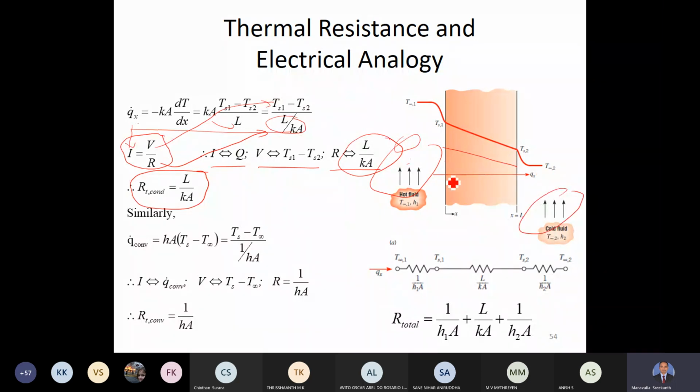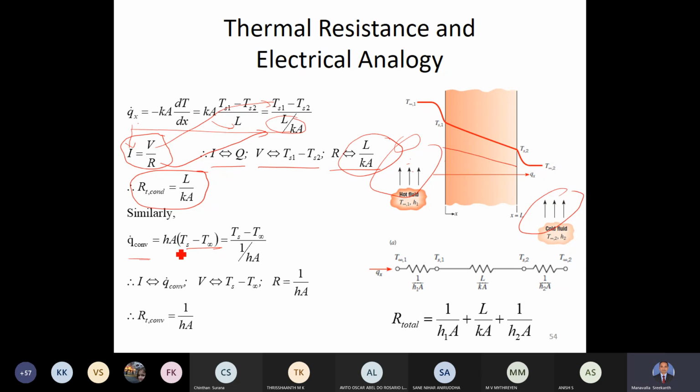So how to account for convection resistance? Now let us write the convection heat transfer equation, Newton's law of cooling. Q convection, the heat convected, is equal to hA multiplied by Ts minus T infinity. Ts is this surface temperature, T infinity is this temperature. In fact, this heat transfer takes place from here to here if this is the high temperature. But let us not go into those details. So you can see here, convected heat is hA multiplied by delta T, some thermal gradient.